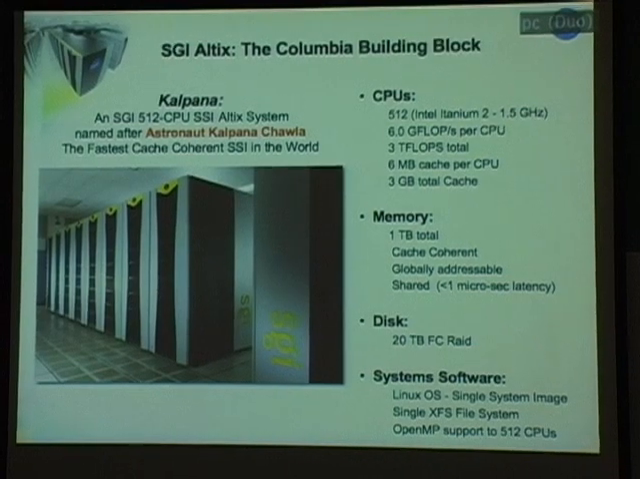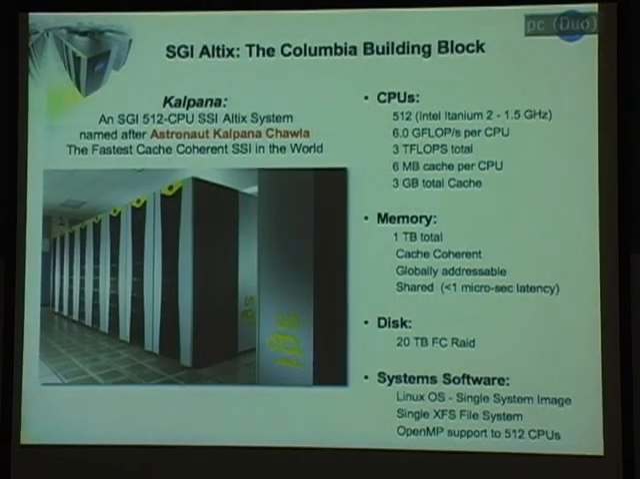So this is how it all started. This is the building block of the Columbia system. This is the SGI Altix that we first had. It's called Kalpana, in memory of astronaut Kalpana Chawla, who actually worked at NASA Ames in our division. So this is the first SGI Altix. This is a 512 processor Intel Itanium 2 chip with a 1.5 gigahertz clock. This sort of gives you the specifics. This is how it started.